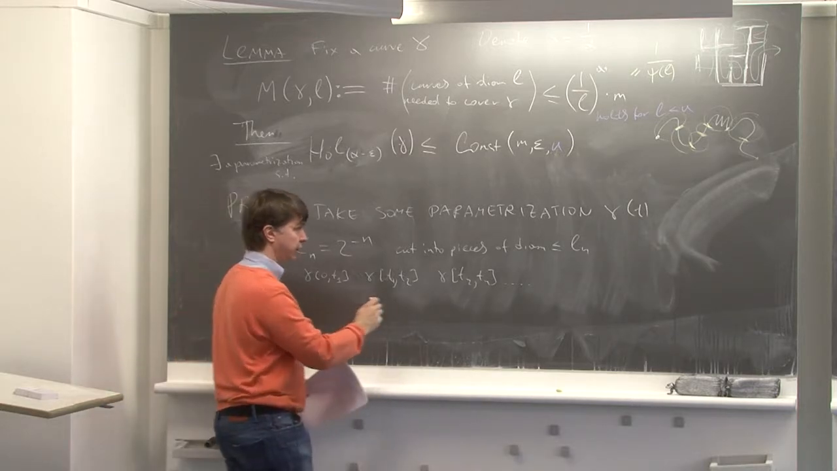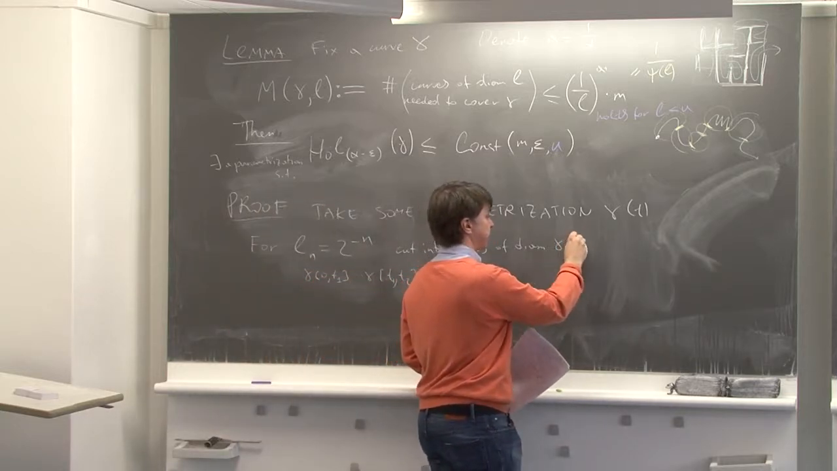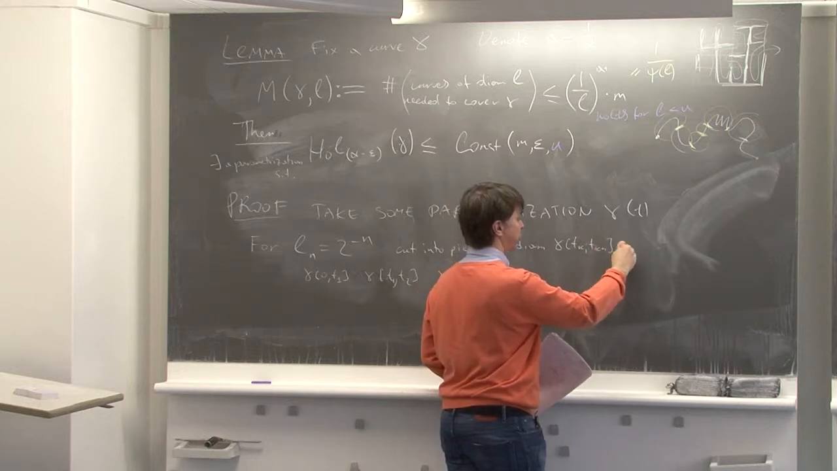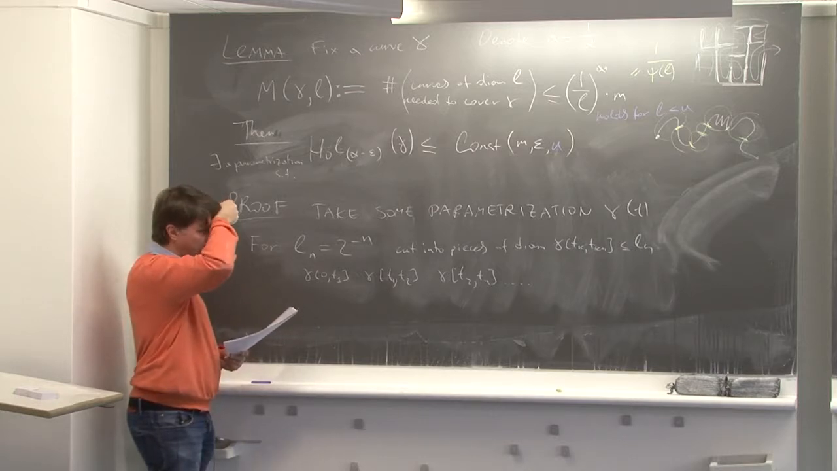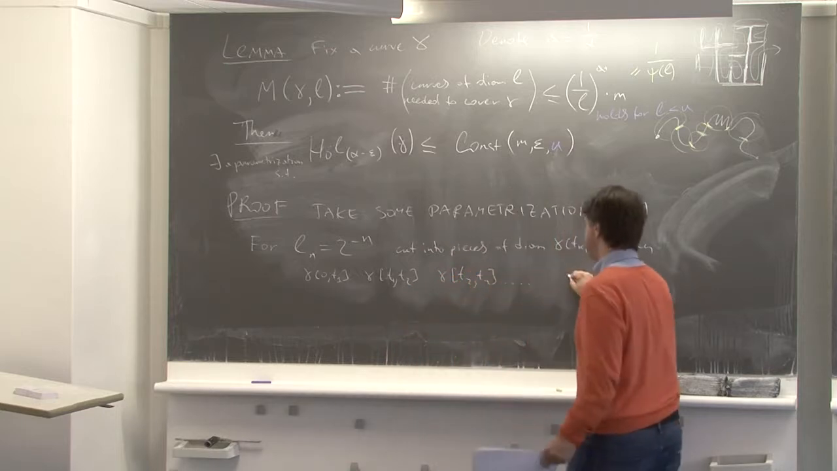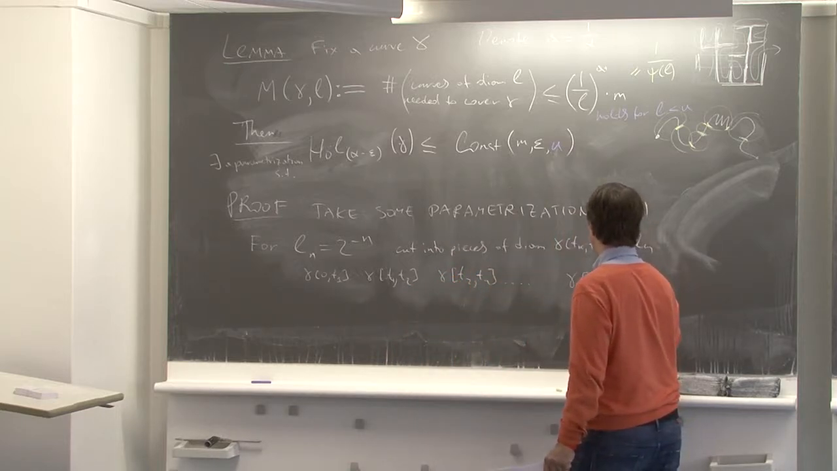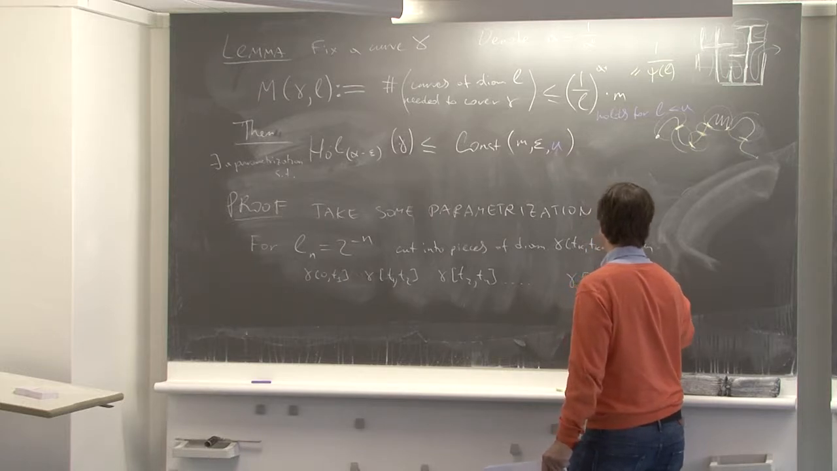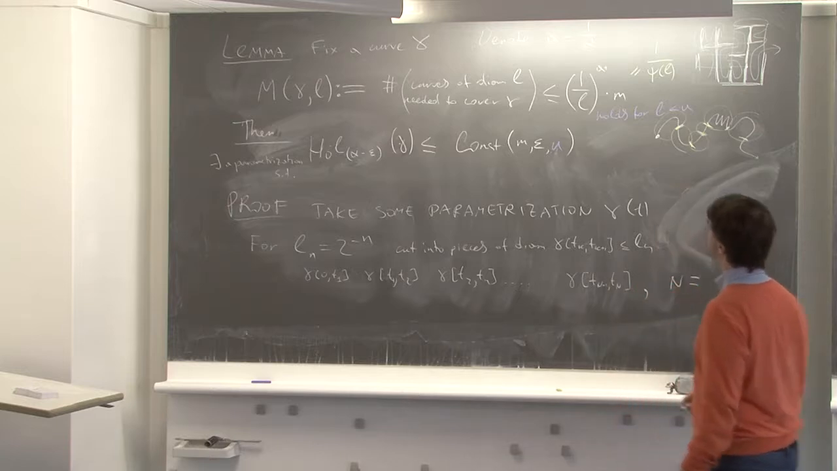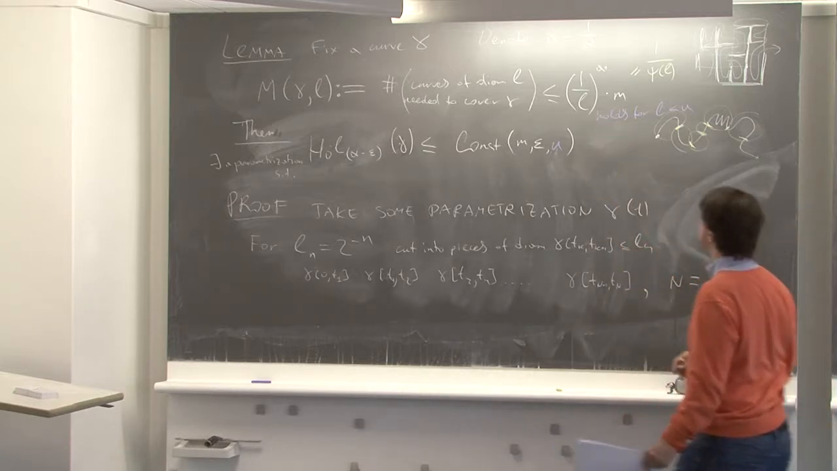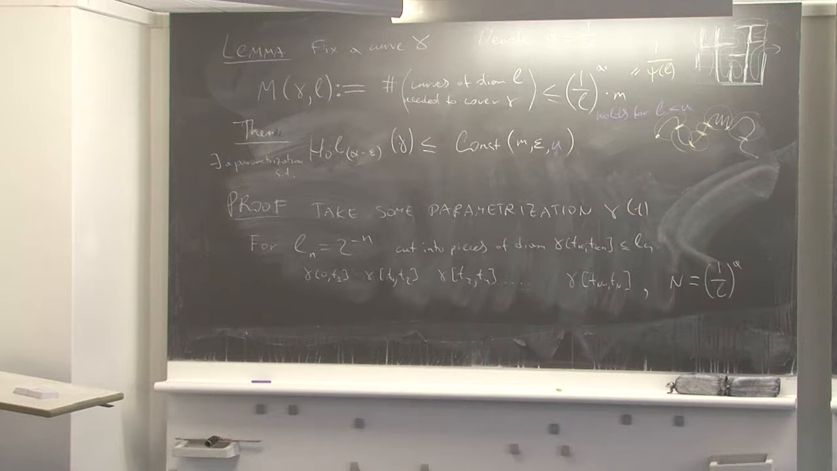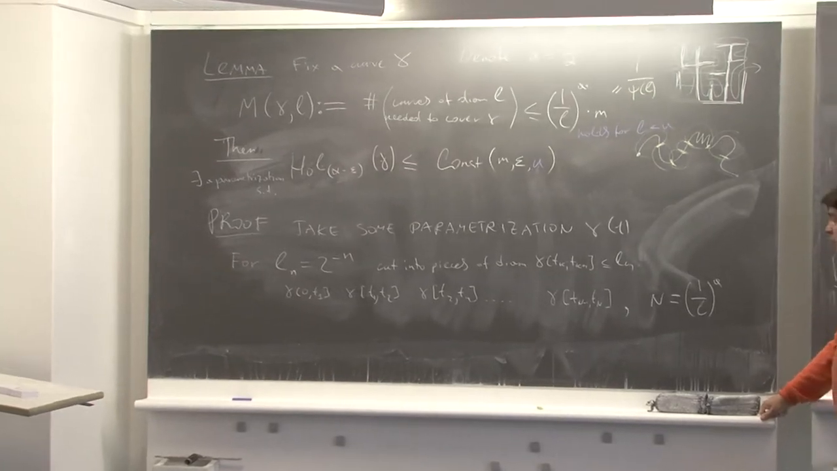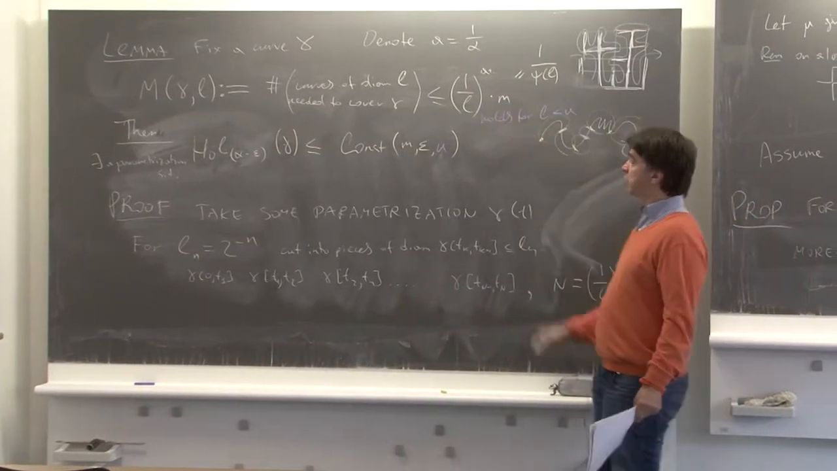The diameter of an individual piece gamma on [tk, tk+1] is no more than L_n. And for the total number of pieces, there is a final piece, let's say [tn-1, tn], and n essentially is this number. So it's 1/L^a. For simplicity, I drop M here altogether.